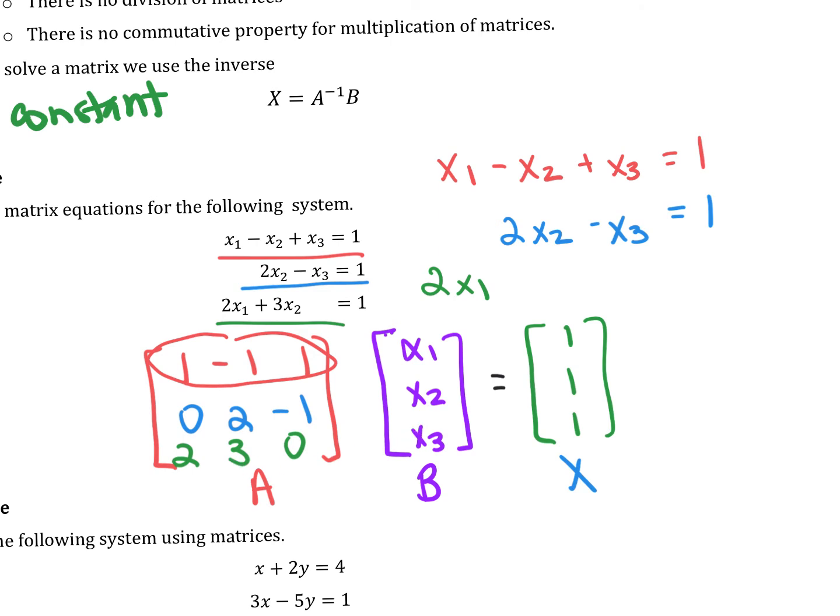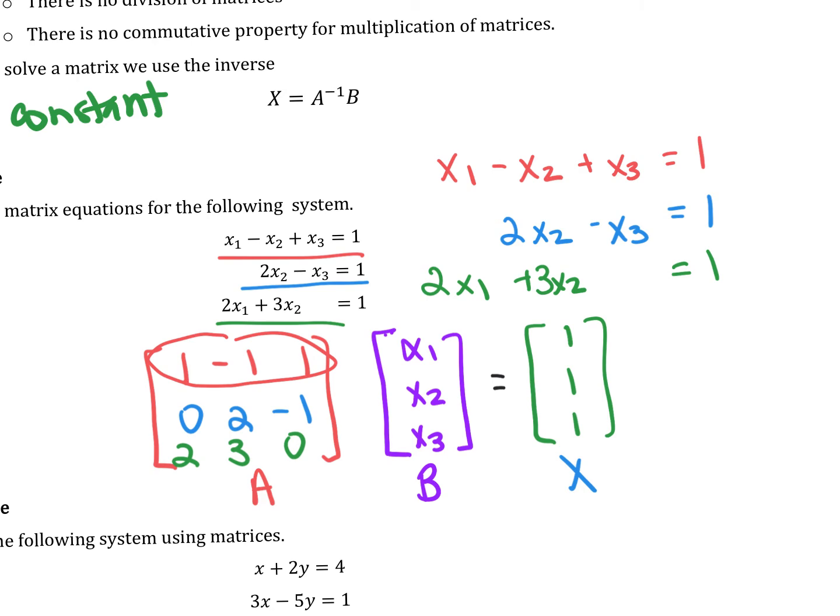3 times x2, which is a positive 3x2. And then 0 times x3, which is just 0. And that has to equal 1 as well. So we can go back and forth between the matrices like this. And now the next thing is we want to solve these matrices.